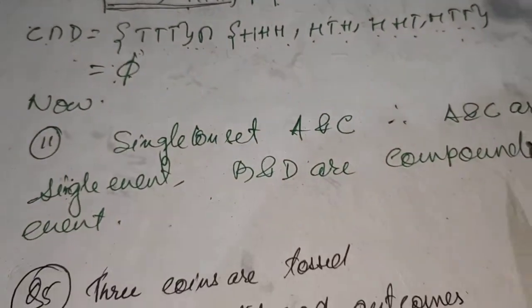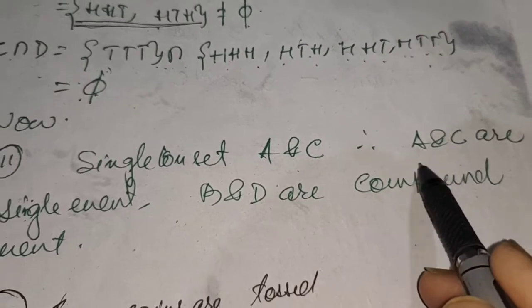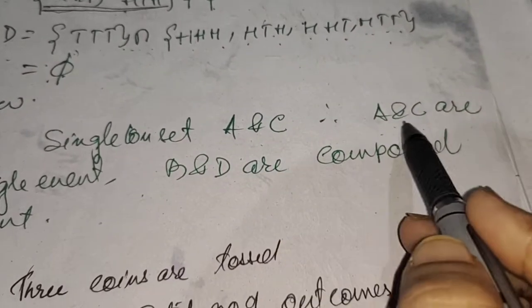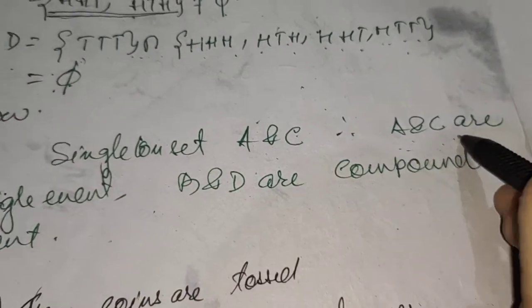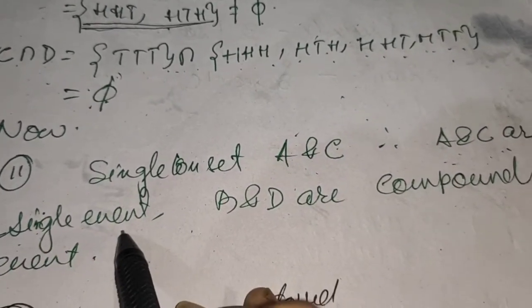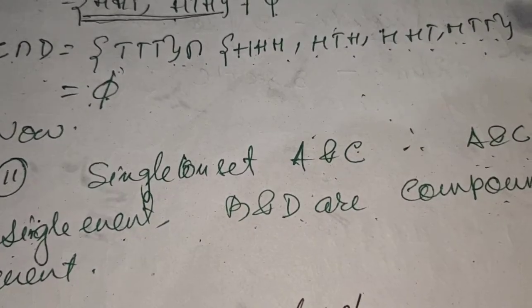Now which sets are singleton sets? Singleton sets are A and C. A is your head, head, head. C is tail, tail, tail. So A and C are simple events and B and D are compound events. This is question number 4.